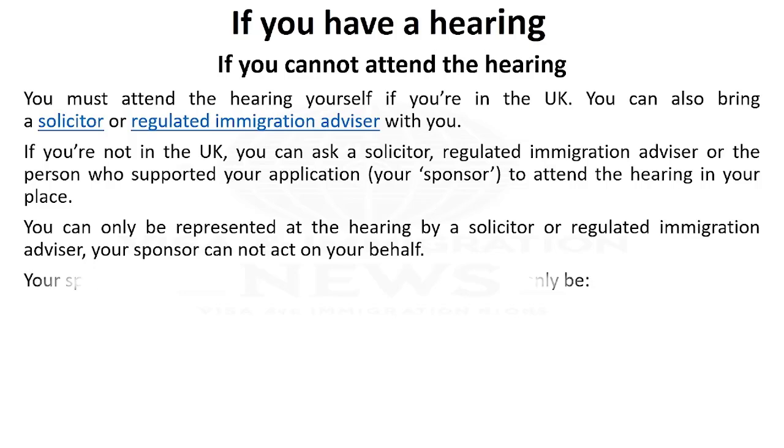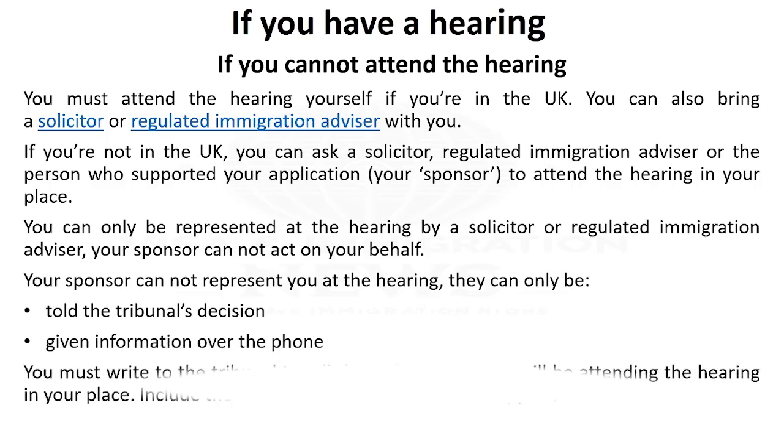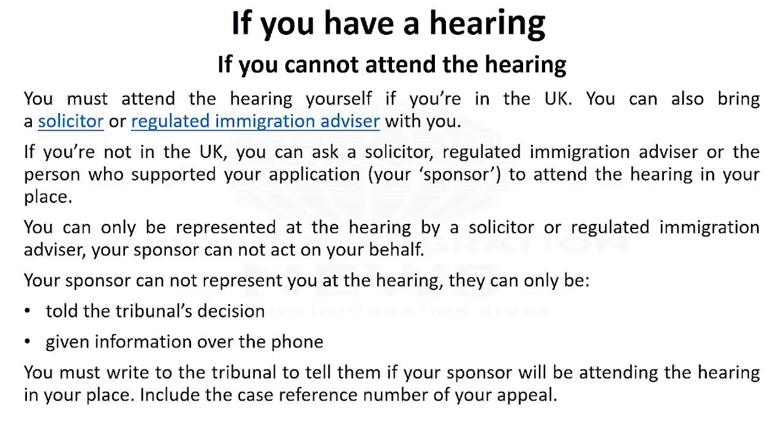You can only be represented at the hearing by a solicitor or regulated immigration advisor. Your sponsor cannot act on your behalf. Your sponsor cannot represent you at the hearing; they can only be told the tribunal's decision, given information over the phone. You must write to the tribunal to tell them if your sponsor will be attending. Include the case reference number of your appeal.